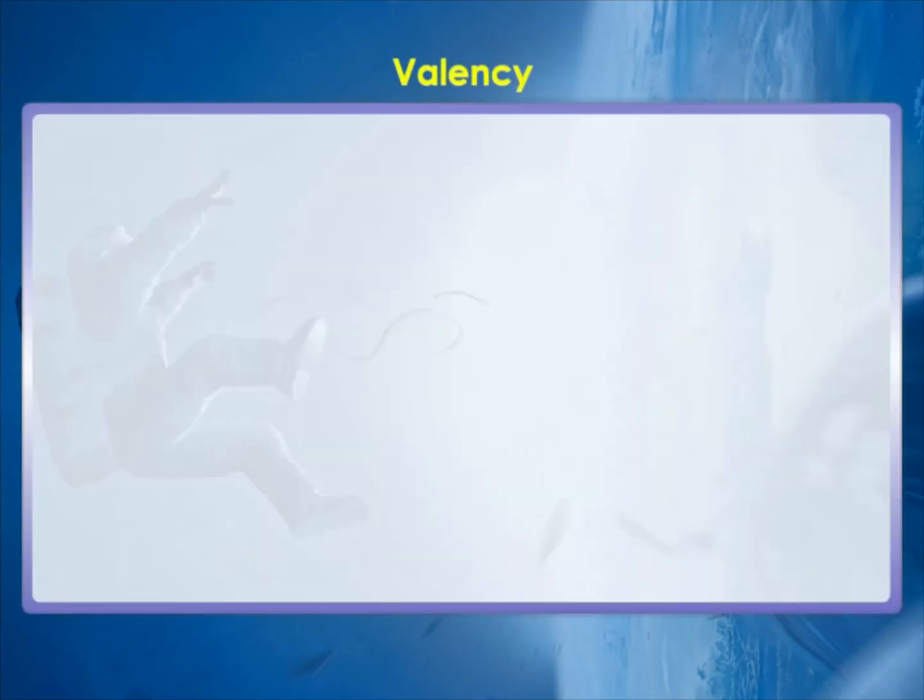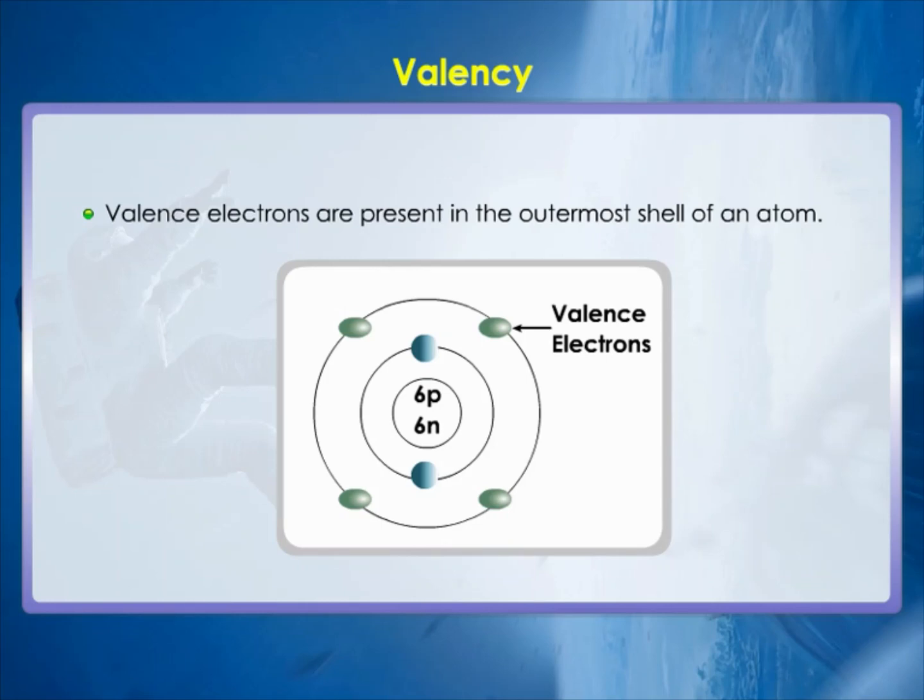Valency. We have learnt how the electrons in an atom are arranged in different shells or orbits. The electrons present in the outermost shell of an atom are known as valence electrons.